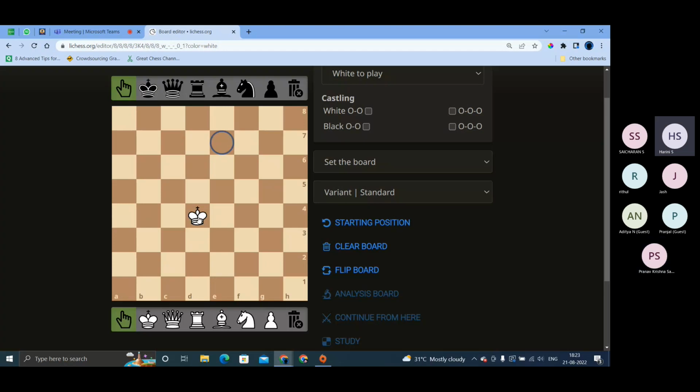Now Sai Charan will answer. You need to go in one step. Okay, what is that one step? D5. D5. Very good. Then D6 and go cross to E7. E7. Very good. So you can also go this way. 1, 2, 3. Very good.